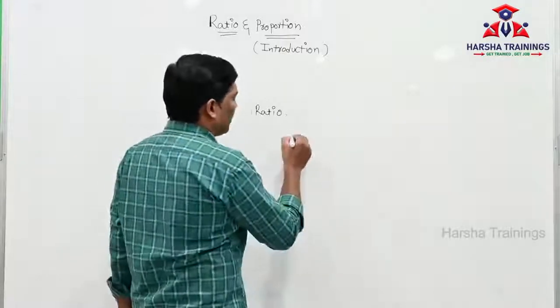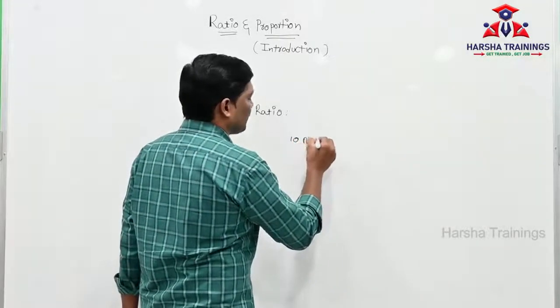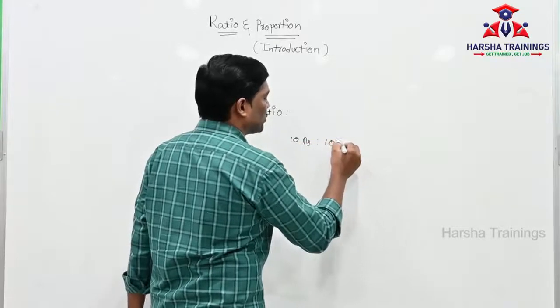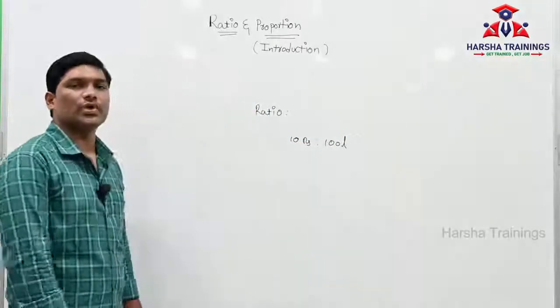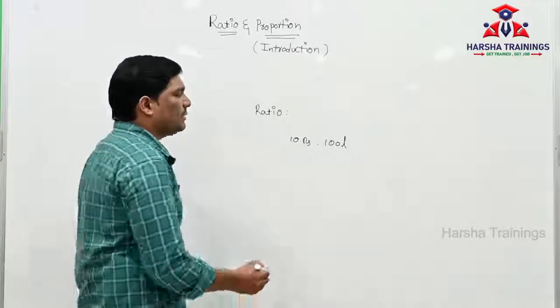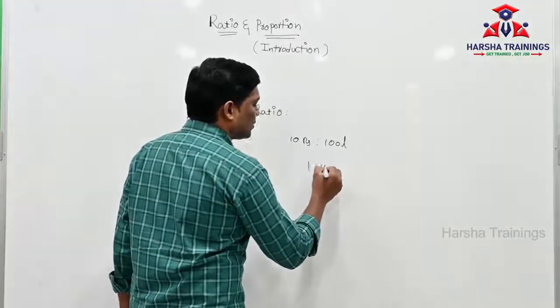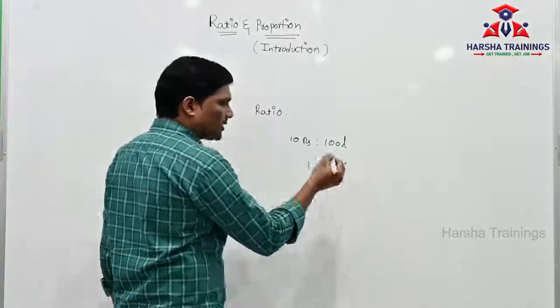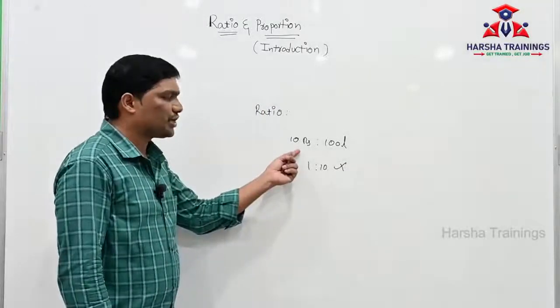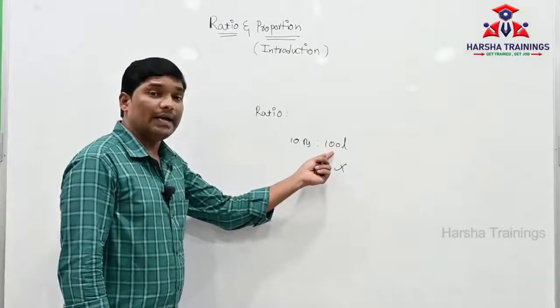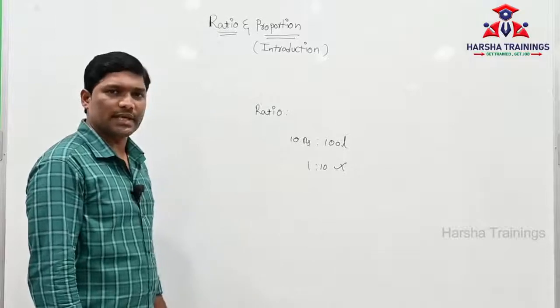For example, 10 rupees is to 100 liters. What is the ratio guys? Anyone? Somebody is saying 1 is to 10. It is a wrong answer because here it is given 10 rupees and here it is given 100 liters. How can you compare rupees and liters?